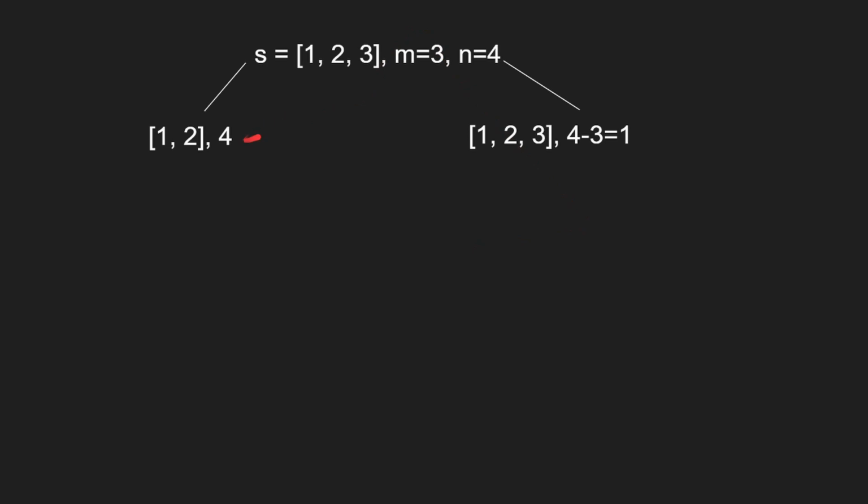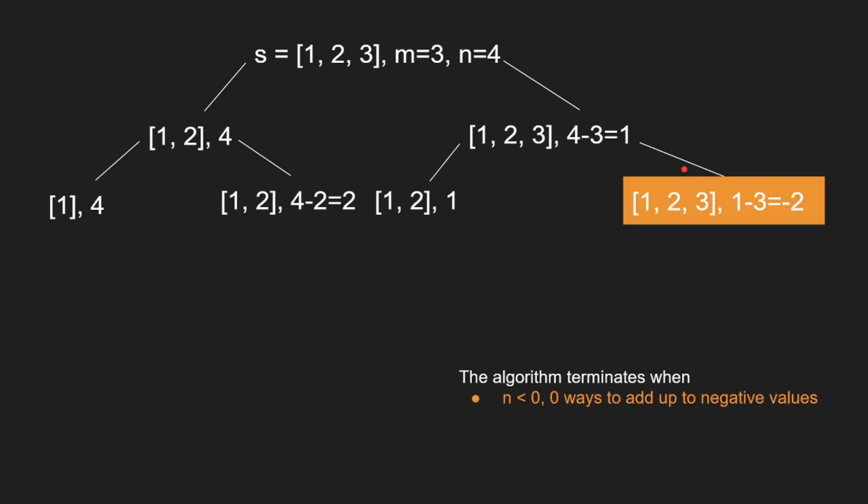So we split it into 2 scenarios. One where we do use the last coin, so we're adding 1 and 2 up to 1. One where we don't use the last coin, so we're adding 1, 2, and 3 up to 4. But since you have to use the last value, it's equivalent to adding 1, 2, and 3 up to 1. So we split it into 2 scenarios again.